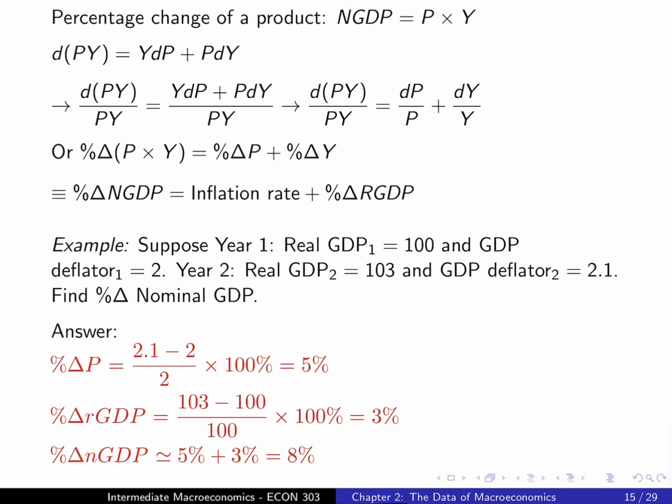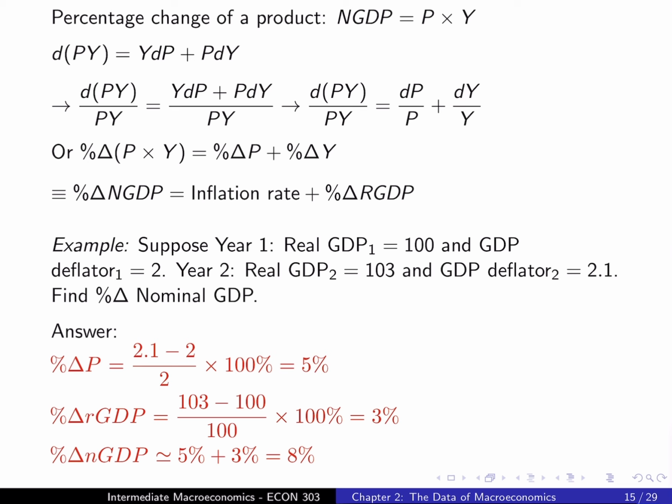For example, suppose year 1, real GDP 1 equals 100, GDP deflator 1 equals 2. Year 2, real GDP 2 equals 103. GDP deflator 2 equals 2.1. The question asks, find percentage change in nominal GDP. First, compute the percentage change in P, or the inflation rate. That equals 2.1 minus 2 over 2 times 100%, that equals 5%.